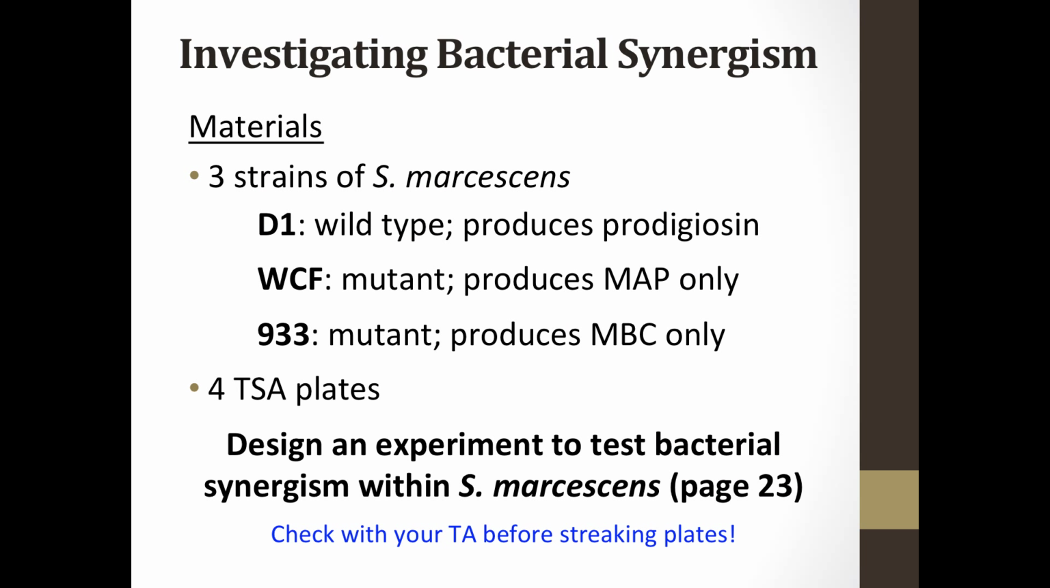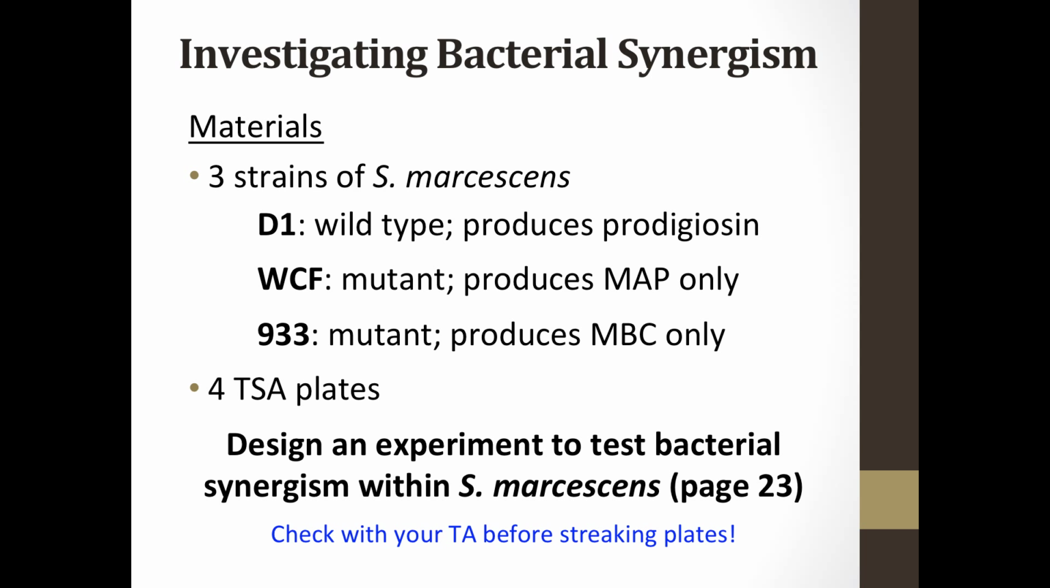So we're going to investigate bacterial synergism, and your job as a group is to design an experiment that tests for bacterial synergism with these 3 strains of Serratia. You're going to be given 3 different strains, the D1, the wild type, and the 2 mutant types. You'll also be given 4 tryptic soy agar, or TSA, plates. This is what you can plate the bacteria on to make them grow. If you want to plate, for example, 2 different species on the same plate, you could do that. So your job is to design an experiment as a group and then to talk with your TA about it next week.